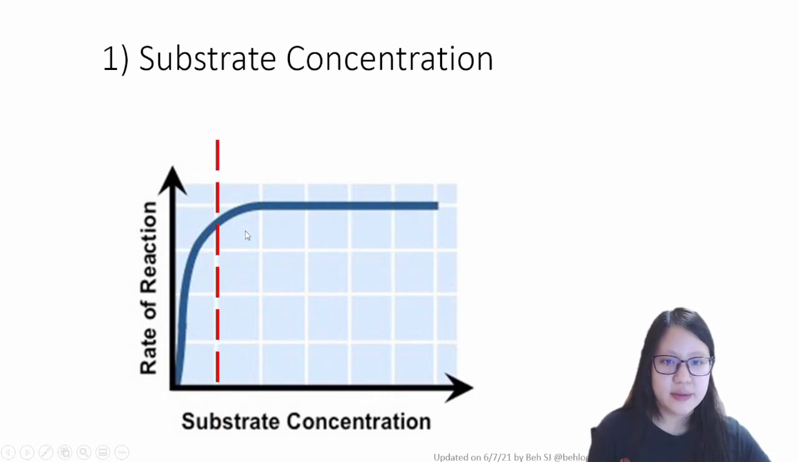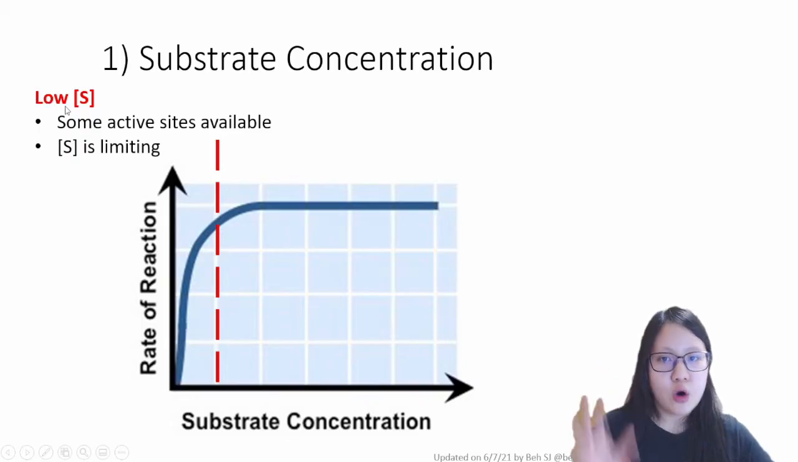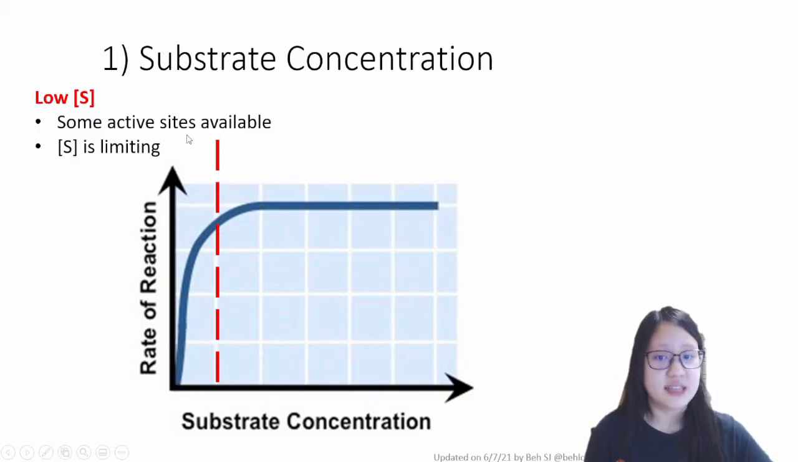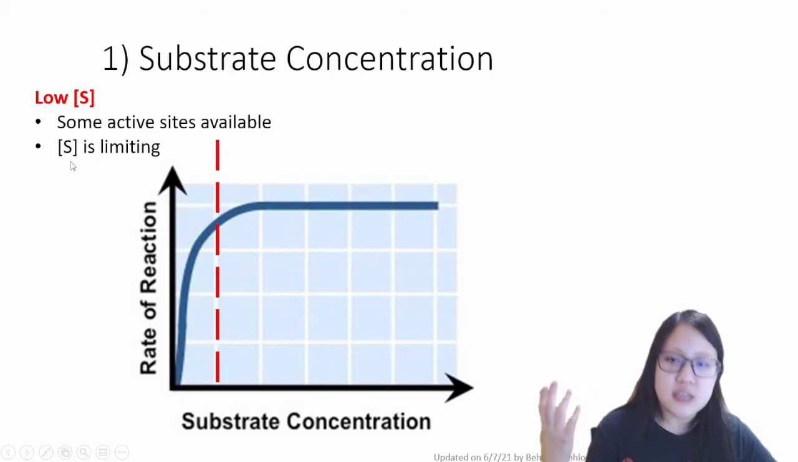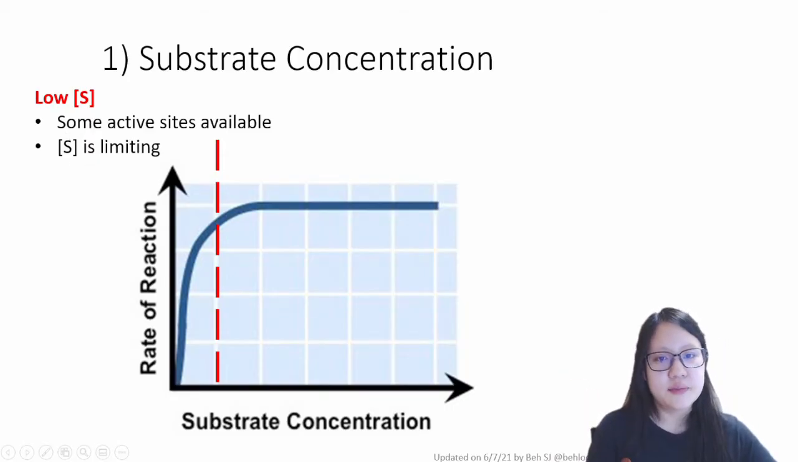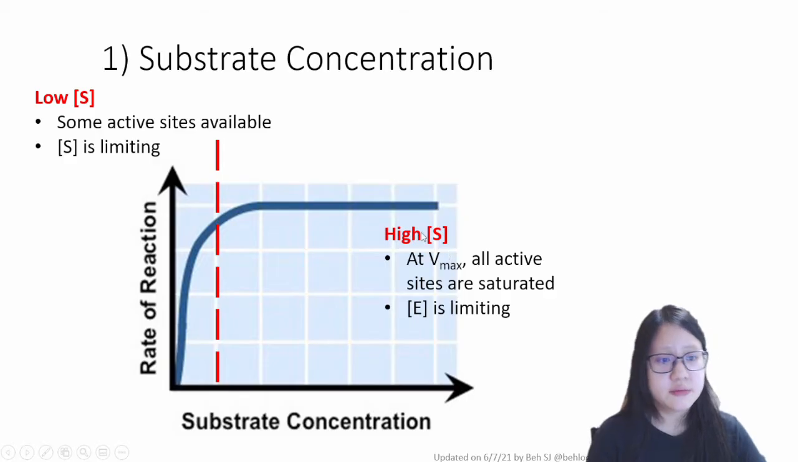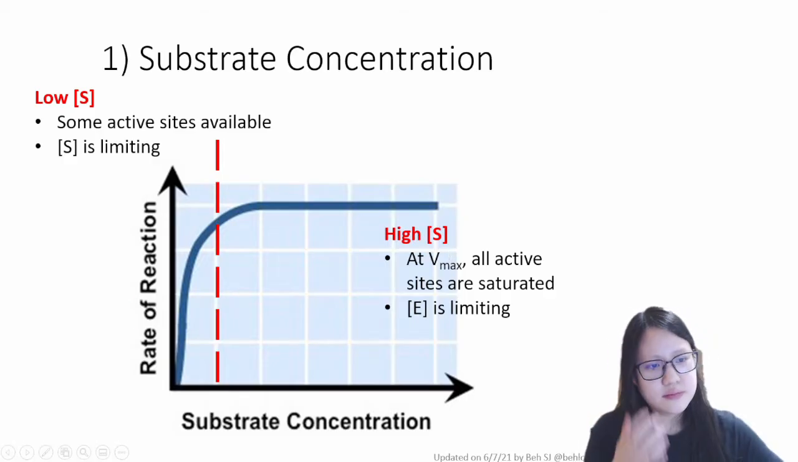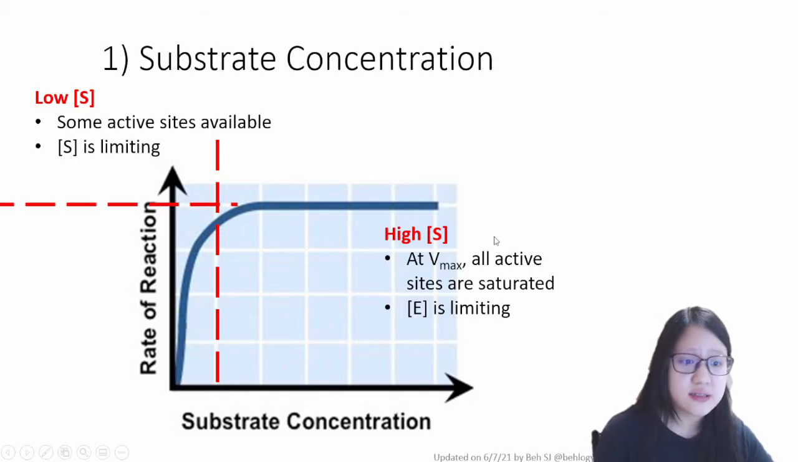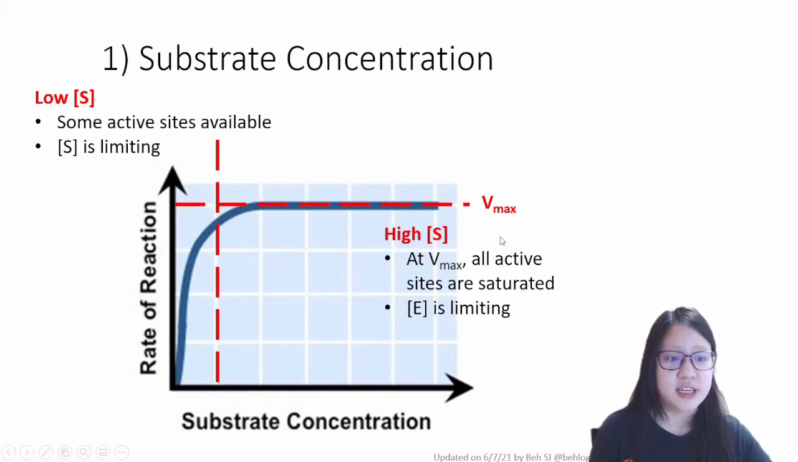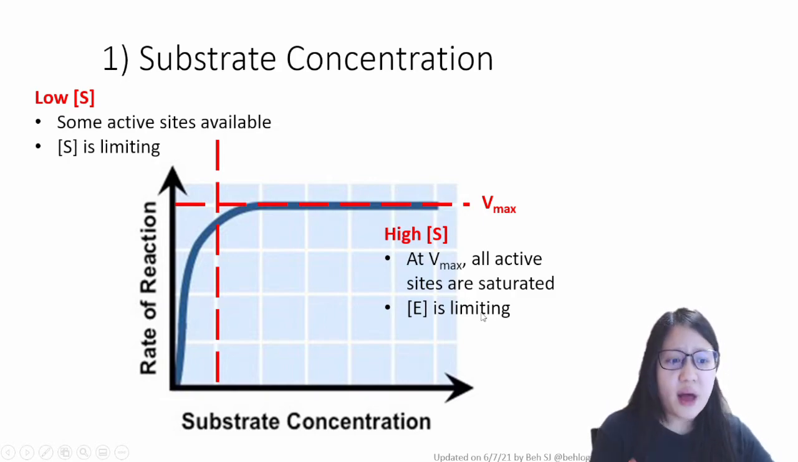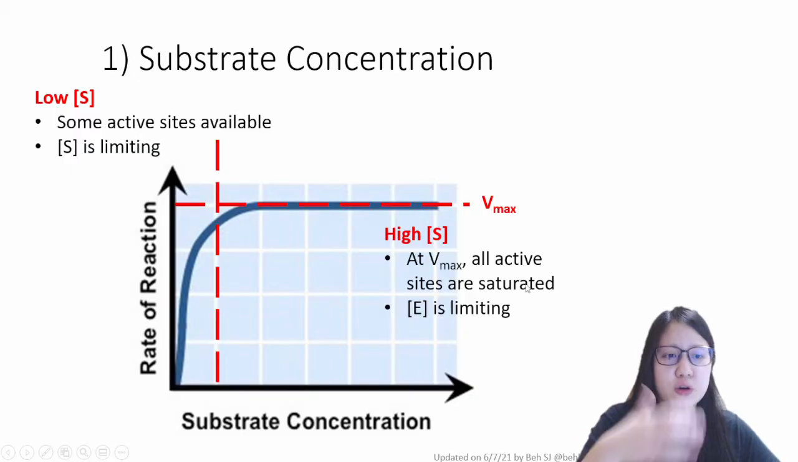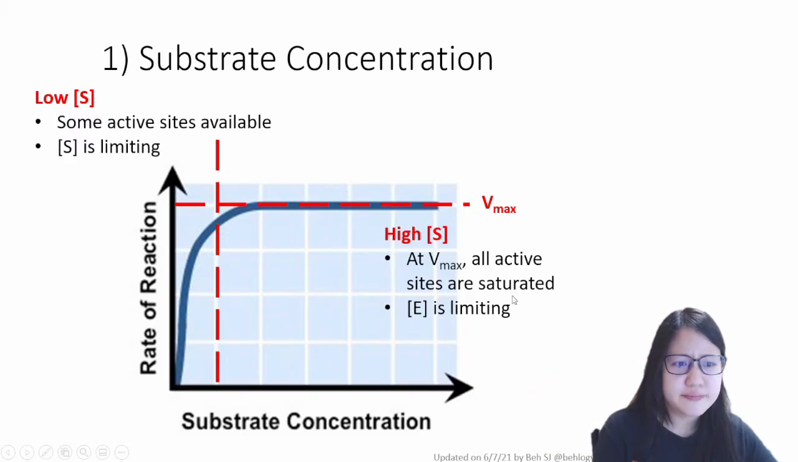Now, we have established that at low substrate concentration, some active sites are available. That's because at low substrate concentration, there's less substrate. So substrate concentration is the limiting factor here. But at high substrate concentration, especially at Vmax, all active sites of the enzymes are saturated. And the enzyme concentration is the one that's limiting the rate of reaction from increasing.